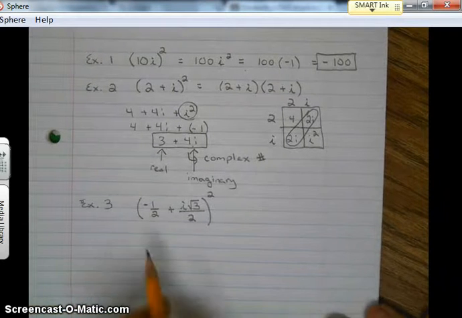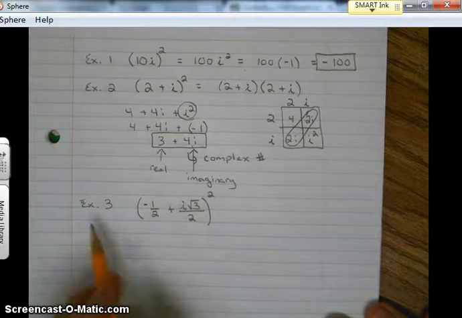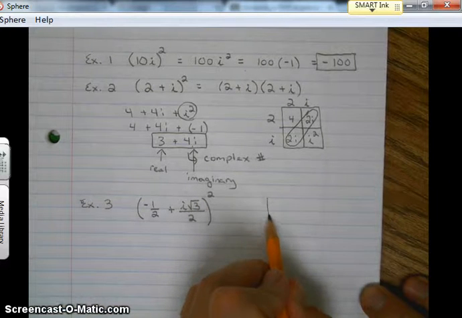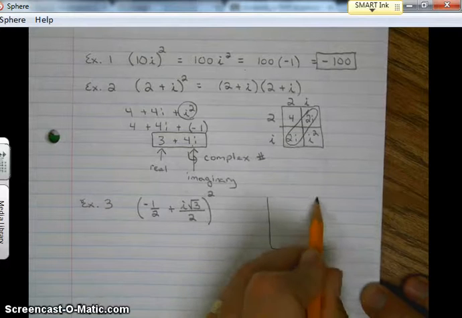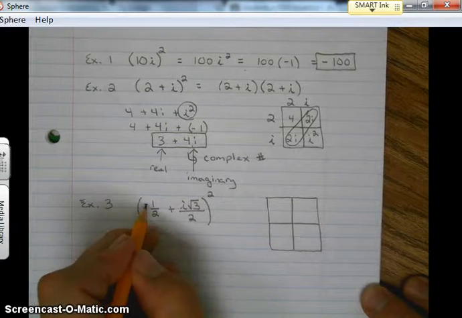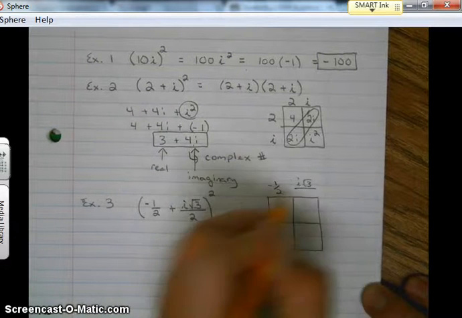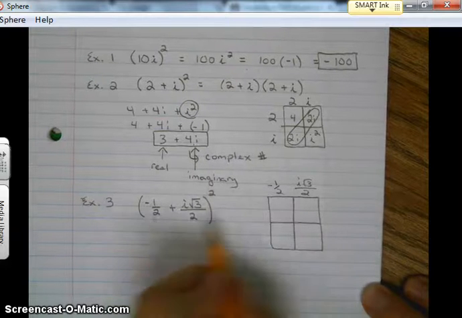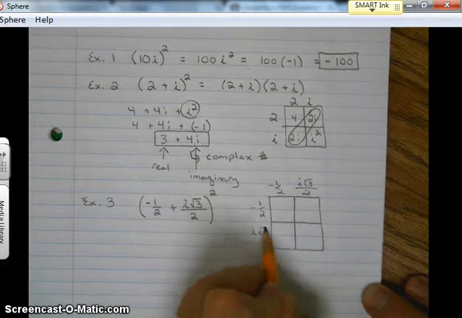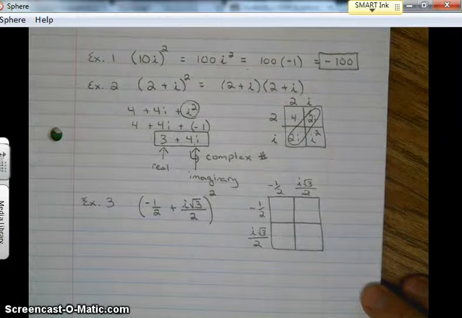Okay, so here we have two fractions, we have a radical, so we have a lot going on here. We're taking this binomial and we're squaring it. So I think what I'm going to do is make my box nice and big. Okay, so I'm going to have -1/2 plus I radical 3 over 2 times itself because we're squaring it. All right, so now we're going to do a little multiplication here. There's a lot going on.